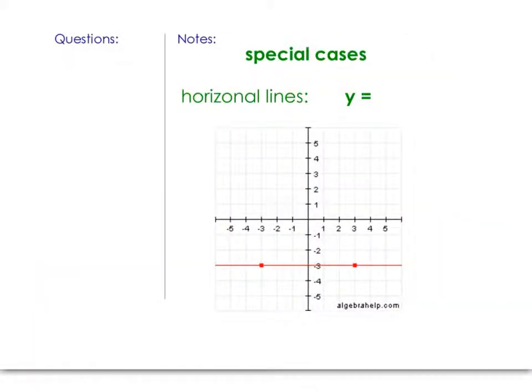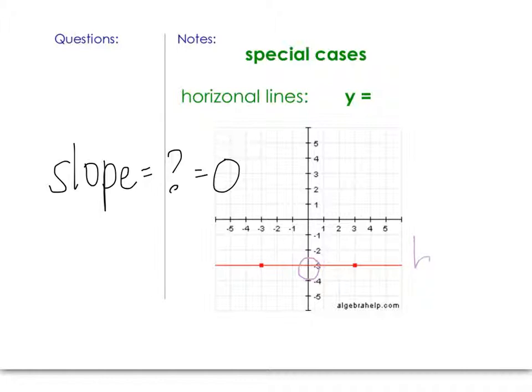So we have 2 special cases. The first one is I have a horizontal line. What's the slope of a horizontal line? Isn't the slope 0? So if I look at my y-intercept, or my b, is negative 3, and my slope, or my m, is 0. I'm not rising or running at all to get to my next point. Sorry, I'm not rising at all. I'm still running, but I'm not rising. So my slope is 0.